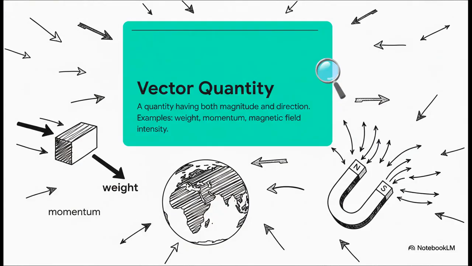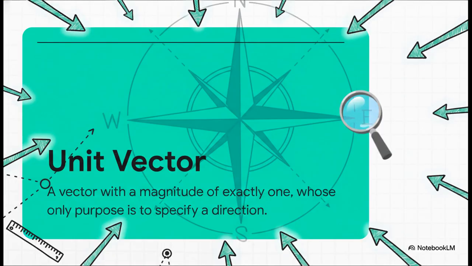And then, on the other hand, you have vector quantities. Now these have both magnitude and direction. Just look at the examples. Weight is a force, and it's always pointing down. Momentum has a clear direction of travel. A magnetic field, it's always pointing somewhere, right? From one pole to the other. These aren't just numbers anymore. They're basically arrows.